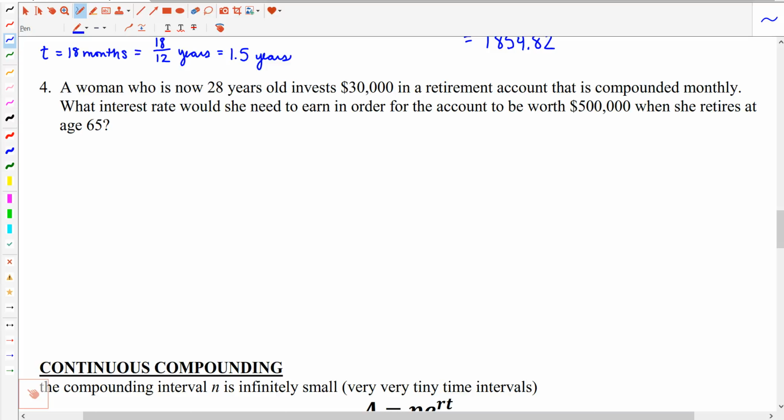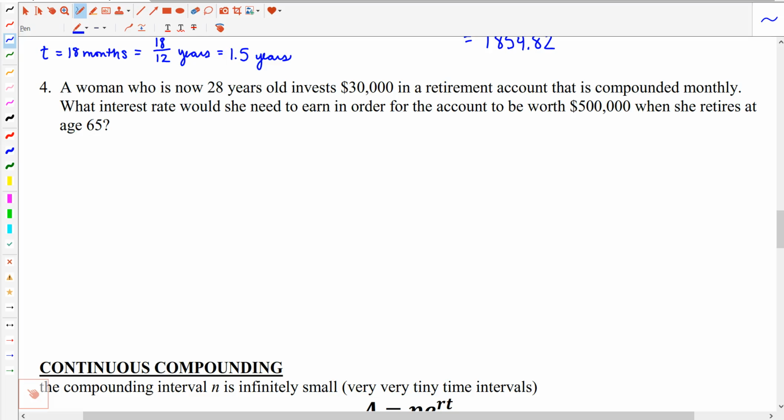In this next example, we're going to learn how to solve for an interest rate inside of the compounding formula. So for this example, a woman who is now 28 years old invests $30,000 in a retirement account that is compounded monthly. What interest rate would she need to earn in order for the account to be worth $500,000 when she retires at age 65?